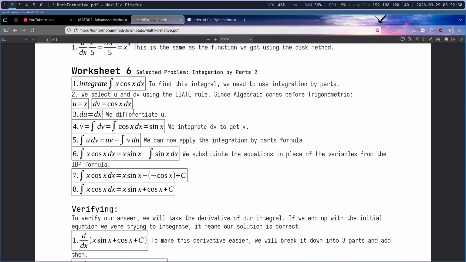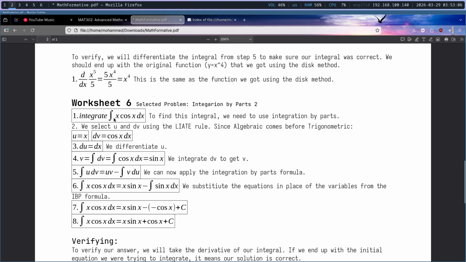Now for worksheet 6. Our selected problem is integration by parts number 2, and what that problem asks for is integrating this function, x cosine of x. We know that integration by parts is the equivalent of the product rule in the integration world, and to do it we need to first use the ILATE rule to find u and dv, and we can then use that to find du and v.